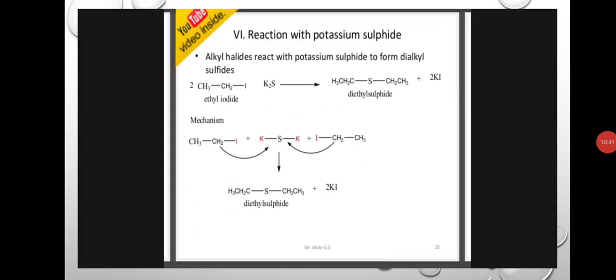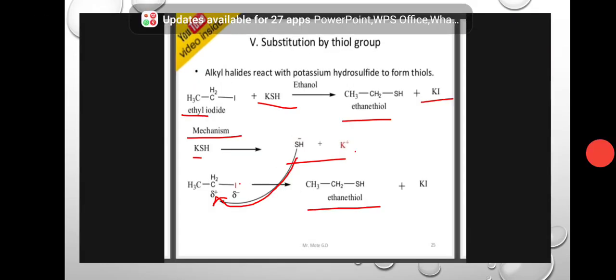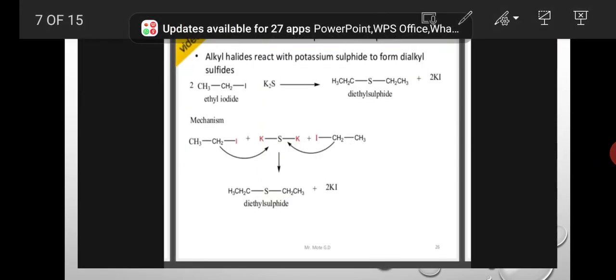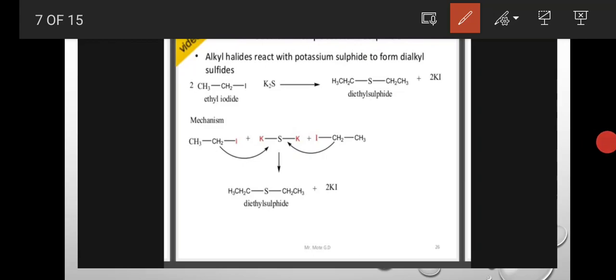And next is the reaction with potassium sulfide. Alkyl halides react with potassium sulfide to form dialkyl sulfides. Here potassium sulfide is K2S and the alkyl halide is ethyl iodide, CH3CH2I. This ethyl iodide reacts with potassium sulfide, K2S, and forms diethyl sulfide.